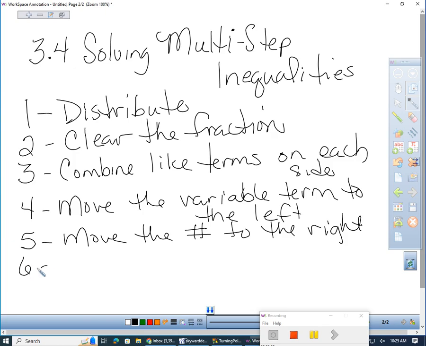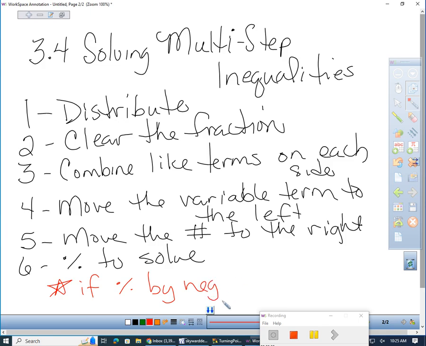Step 6, we're going to divide by the coefficient on our variable to solve. And with that step 6, remember we put a little asterisk underneath it and we said that if we are dividing by a negative, we're going to flip the inequality sign. Okay, those are the steps we talked about the other day, right?